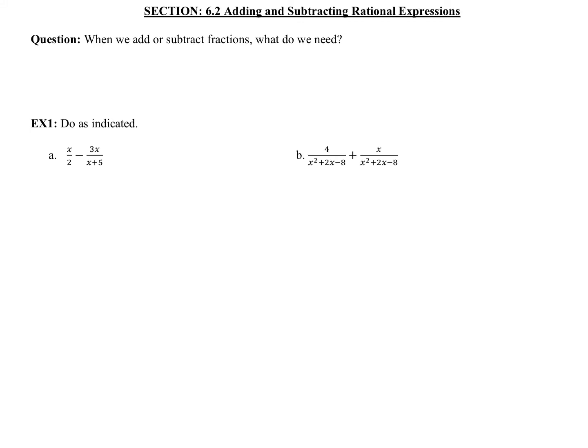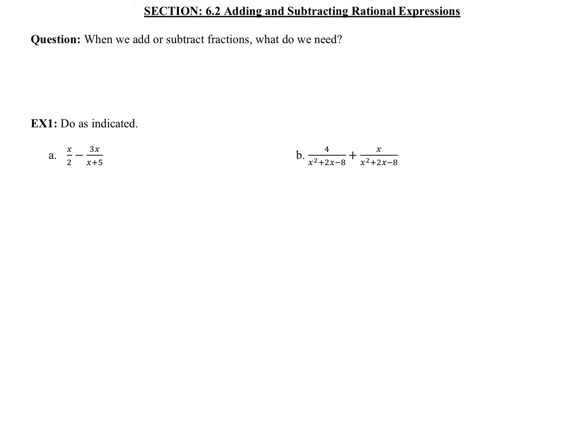Alright, welcome to section 6.2, adding and subtracting rational expressions. So once again, we're working with rational expressions, so the fractions, and this time we're adding and subtracting them. So I have a question. When we add or subtract fractions, what do we need?